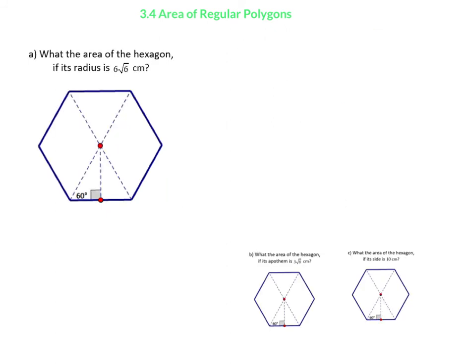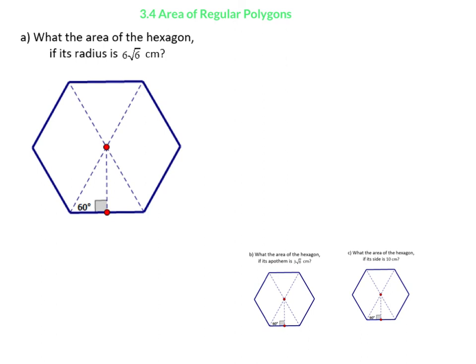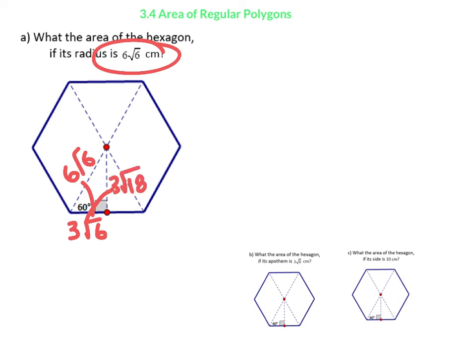Let's finish up with the last 3. I know this is a long video. Really important stuff here, though. All right, our radius is 6 root 6. So half of that would be 3 root 6. And I would multiply by root 3 to get 3 square root of 18 would be my apothem.